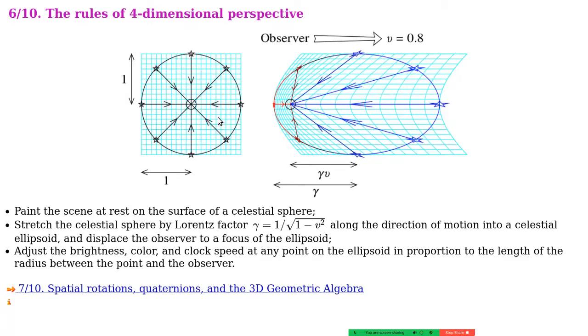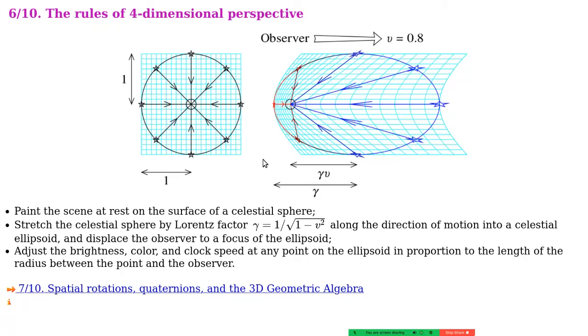This image on the left shows an observer at the center of a celestial sphere. I've painted stars on the surface of the celestial sphere. The arrows pointing from the stars towards the observer represent light rays or photons, which go from the star to the observer. Suppose the observer is moving through the scene at some fraction of the speed of light, here 80% of the speed of light. How does the view become distorted?